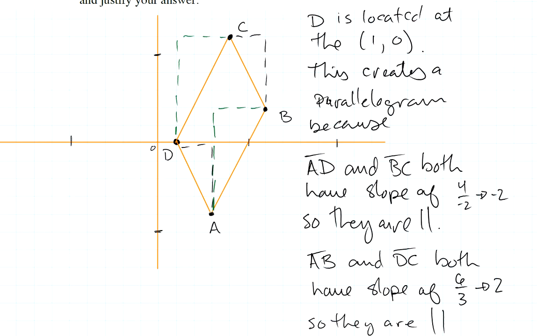And the same is true for AB and DC. Both of those have a slope of 2 in that case. So they are parallel. So what I have here is a quadrilateral with 2 pairs of opposite sides being parallel. So it is not just a quadrilateral, it's special. At least a little special. It's special, it's a parallelogram.